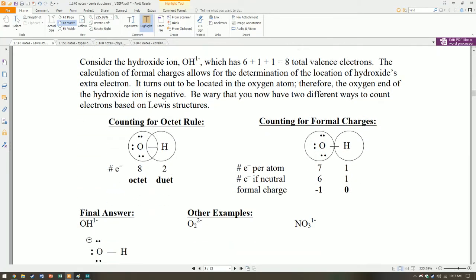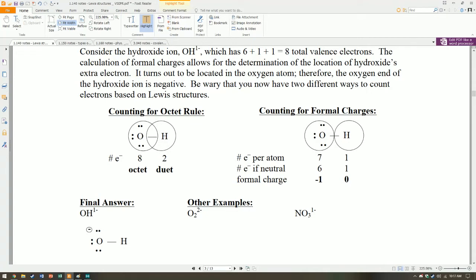Basically, what you can do is when you count for the octet rule, you generally count 8 and 2, so this is octet, duet. However, you count each bond as one electron, and then you compare the number of electrons each atom has to if it was neutral. So in the case of hydrogen, we count this bond here as one electron. It normally has one valence electron, so there's no formal charge. Whereas with oxygen here, we have 1, 2, 3, 4, 5, 6. Remember, we count the bond as one electron, 7 valence electrons. Oxygen normally has 6 valence electrons. 7 minus 6 is 1 electron more, so it has a formal charge of minus 1.